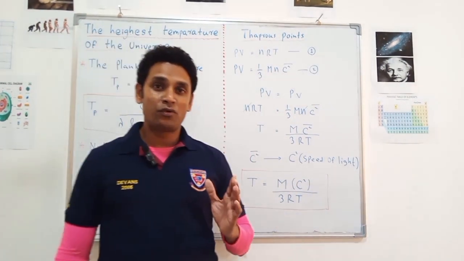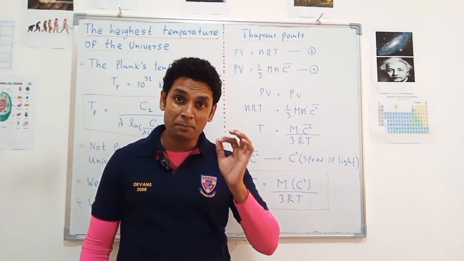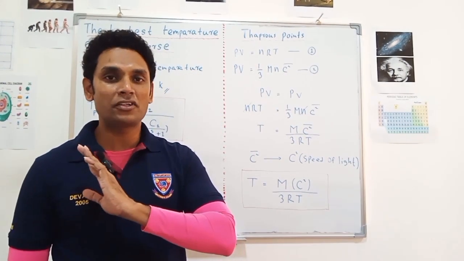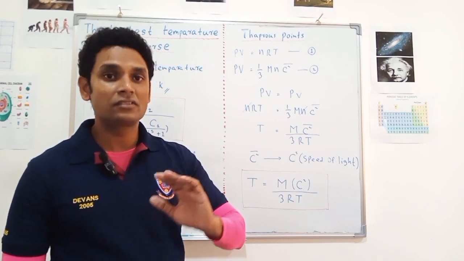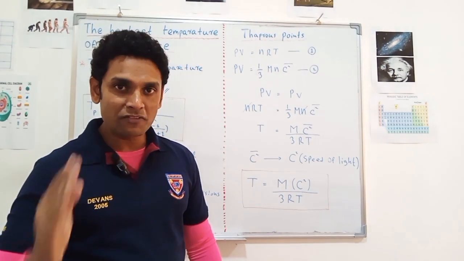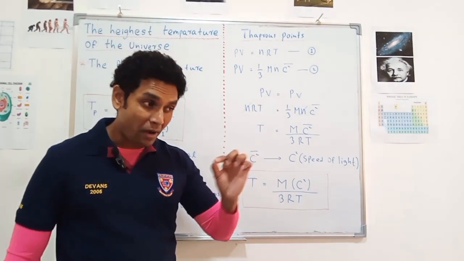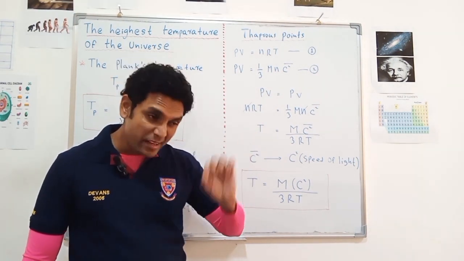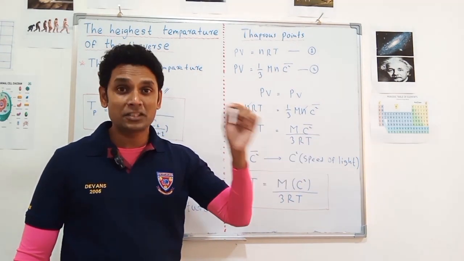Now, as we know, in the universe, the maximum speed or velocity that a particle can achieve is the speed of light. In the universe, there's no other velocity greater than the speed of light. So if the particles are vibrating with a certain speed, the highest magnitude that speed can have is the speed of light.